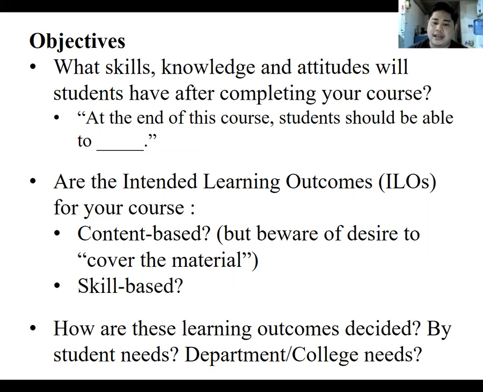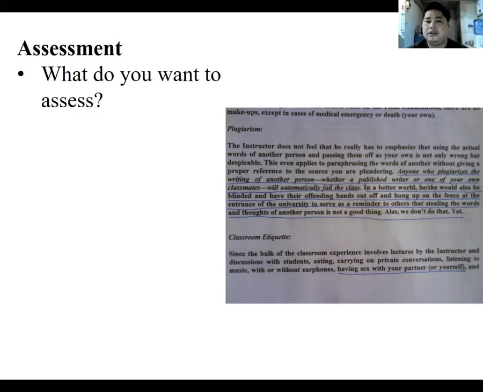How are these learning outcomes decided? By student needs, by departmental needs. So these are the things that we really have to consider in making our course objectives in our syllabus. Next, okay, here you can see the rules regarding plagiarism, highlighted there. Anyone who plagiarizes the writing of another person, whether published or not, will automatically fail the class. So this is an example of a specific rule.